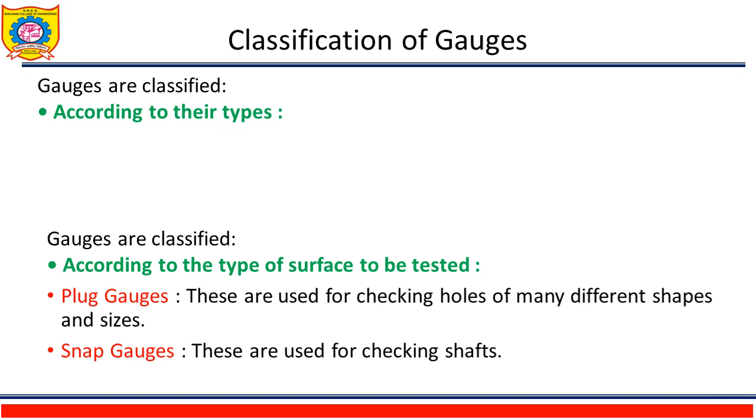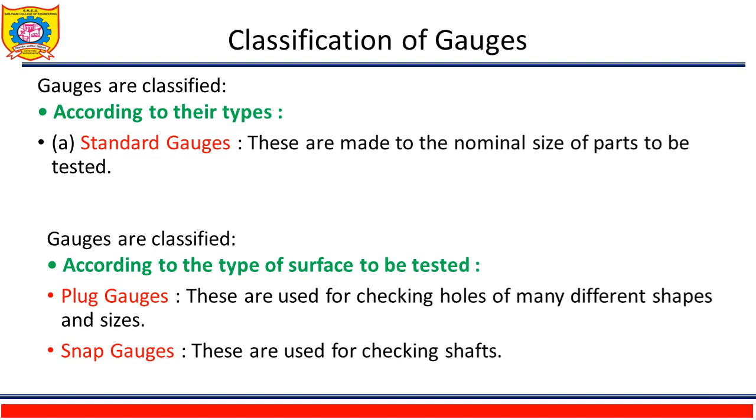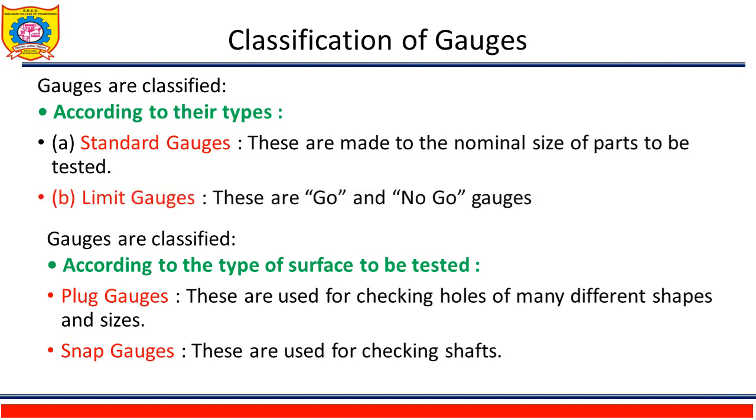Now gauges are classified according to their types. Standard gauges, these are made to the nominal size of the part to be tested. Limit gauges, these are the go and no go gauges. Limit gauges are widely used in industry. These are the types of gauges manufactured according to the limits of the dimensions of the component which is to be tested. As there are two limits of the dimensions, two different gauges are used to check each dimension. They are widely used in industries.